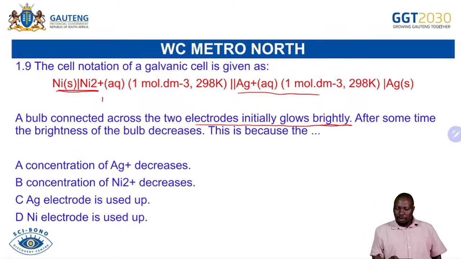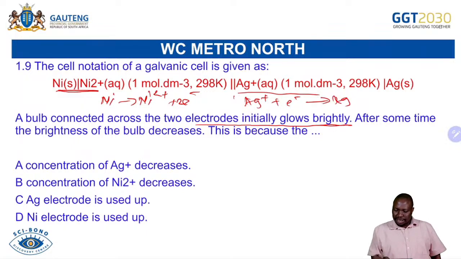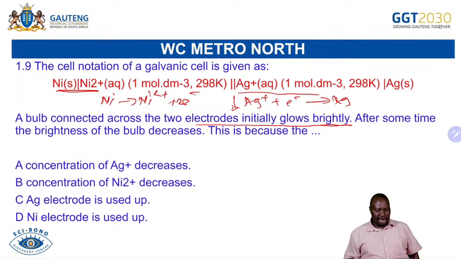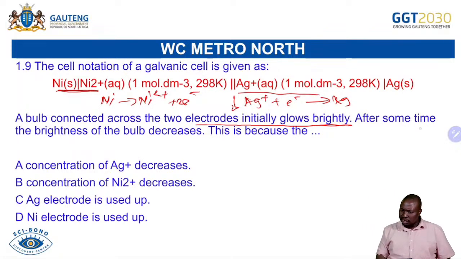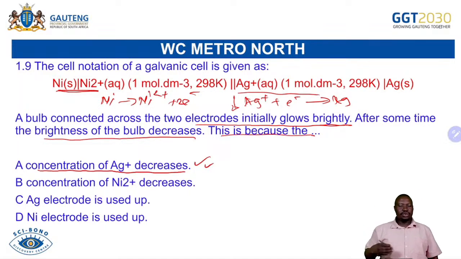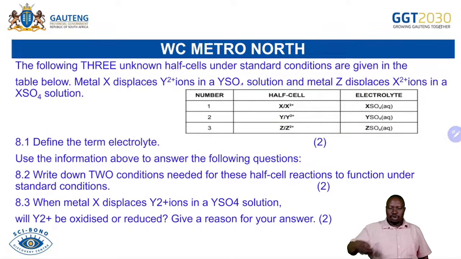Remember, nickel on the anode is losing electrons, and Ag plus on the cathode is gaining electrons. So obviously, as Ag plus is gaining electrons, its concentration is decreasing. And I've emphasized that when the concentration of the ions in the cathode is decreasing, the EMF of the cell will decrease. So they're asking, after some time, the brightness of the bulb decreases. This is because the concentration of the Ag plus in the cathode is decreasing. So you got your answer. That is number A. You see these questions, most of them become familiar because you are doing different types of questions.